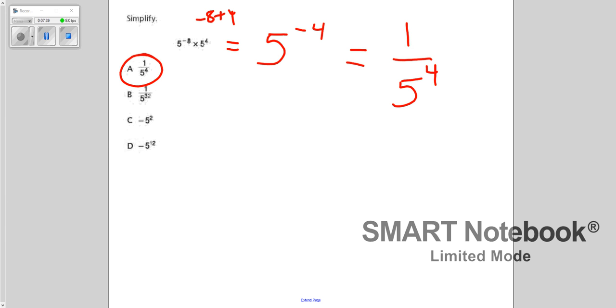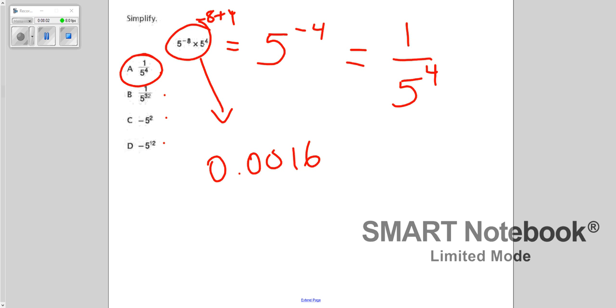I did mention that you can do this in your calculator. What I meant was that you can take the original question and type that into your calculator, so 5 to the negative 8th times 5 to the 4th power, hit enter, and you get 0.0016, which is obviously not a choice, but then you can just type in each one of these choices until it gives you the same answer, and then you know you have the right answer.